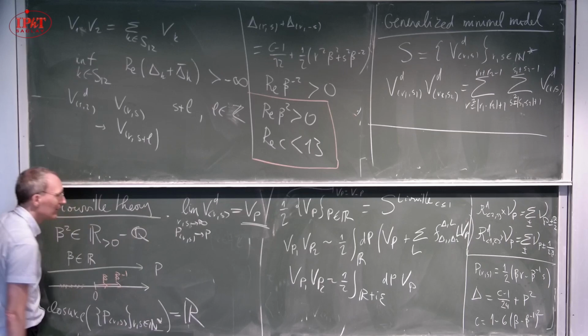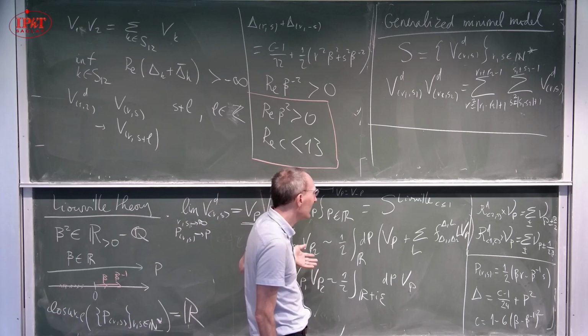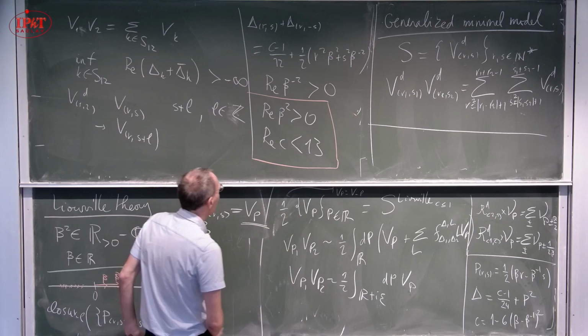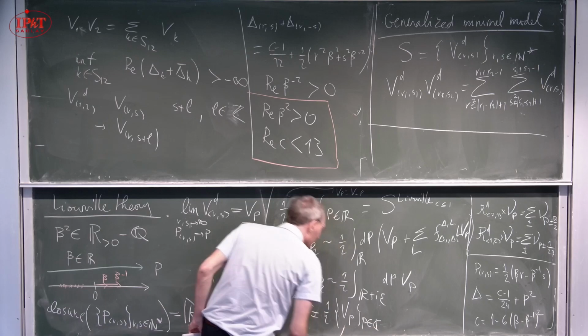But now to do that, I have to assume that I have some V_P with complex values of the momentum, which, if you want, I'm assuming by saying this is an extended spectrum. So the extended spectrum of this Liouville theory would include all the V_P with complex momentum.